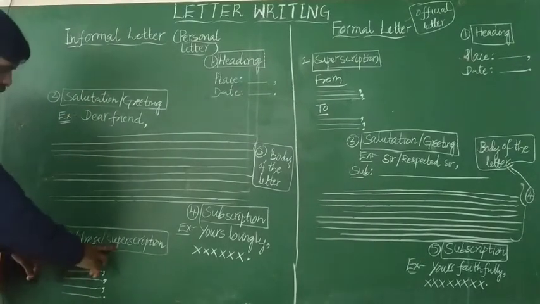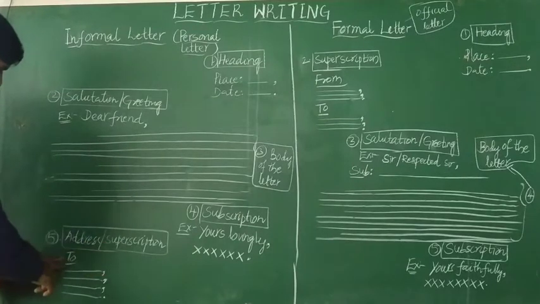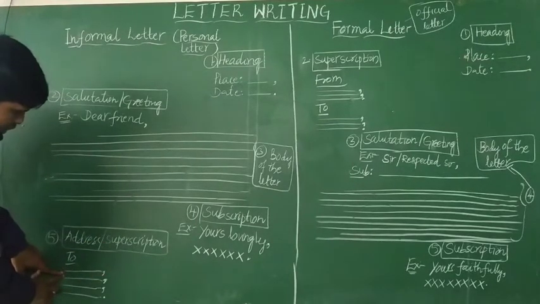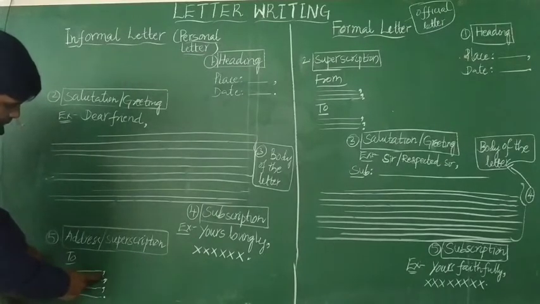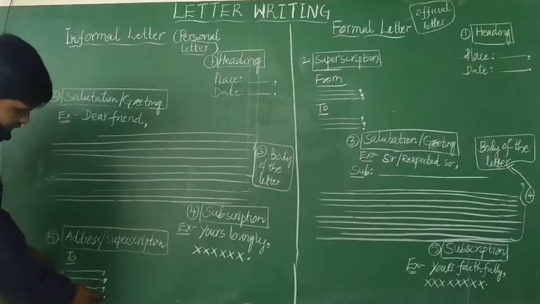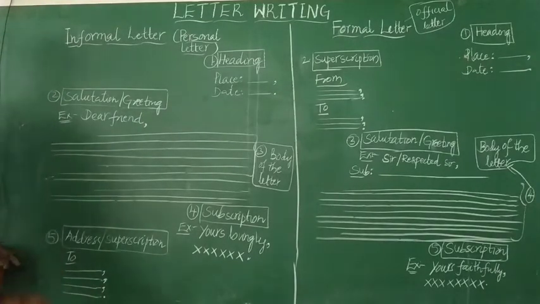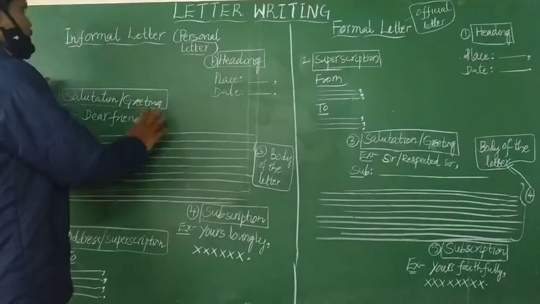Understand? It is called a superscription. So write their name, their father's name, and village, mandal, district. After every name we have to keep a comma, and the last name takes a full stop. So this is the format of the informal letter.